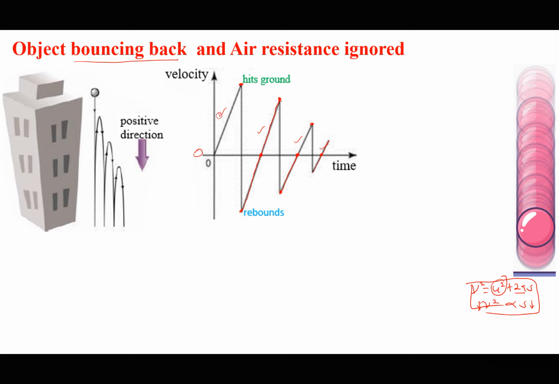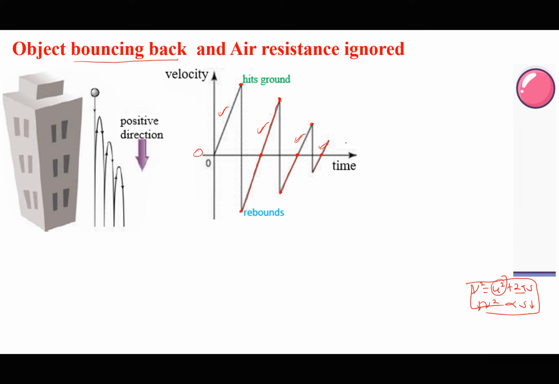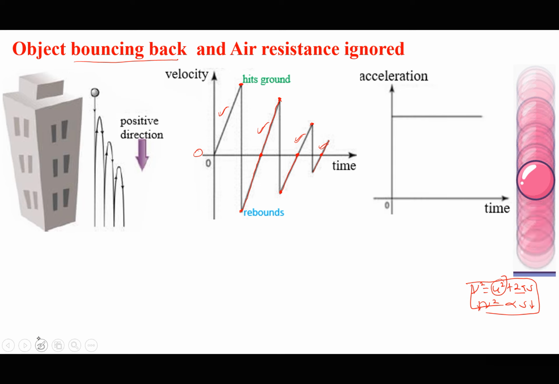And because the lines are parallel to each other, we say that the gradient is the same. So the acceleration is the same even when the body bounces. So the acceleration remains constant. It remains g, 9.81. So if I was to sketch a graph of acceleration against time for this motion, it will still be the same, a horizontal line, because the acceleration has not changed. The parallel lines mean that the gradient of each of the lines is the same.